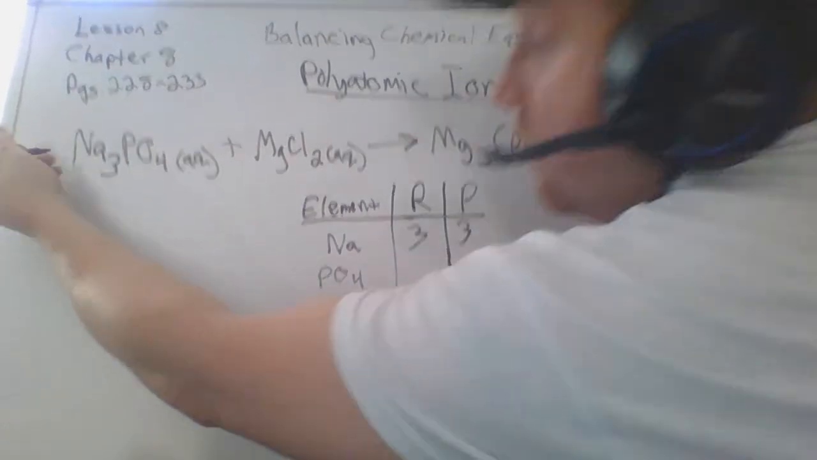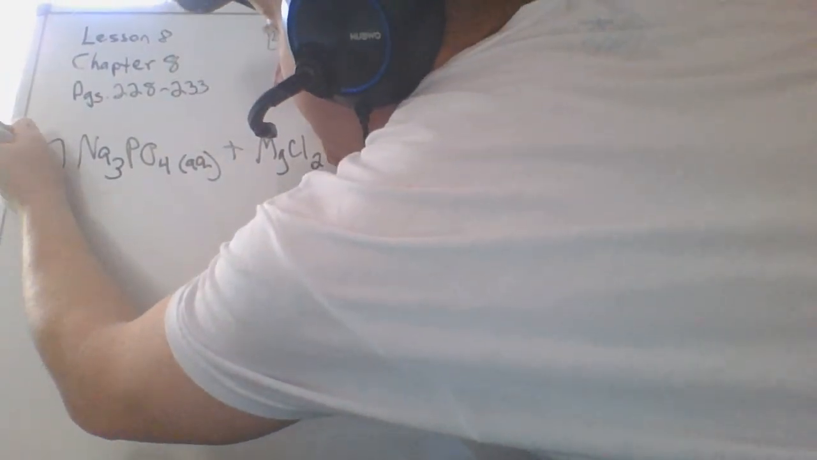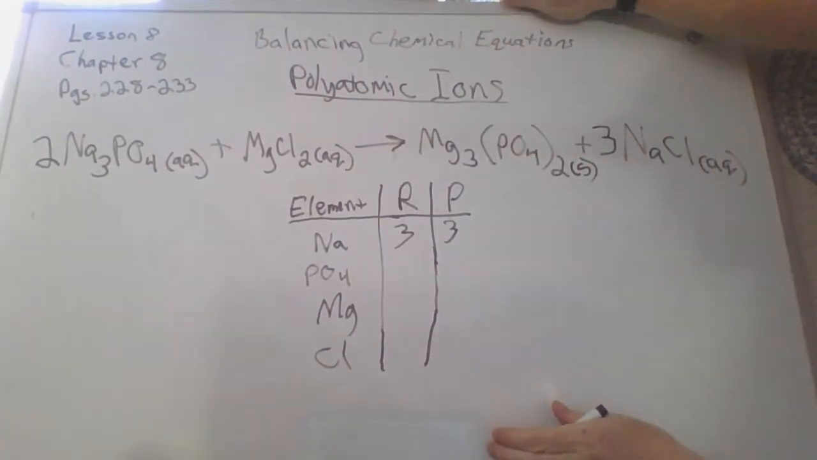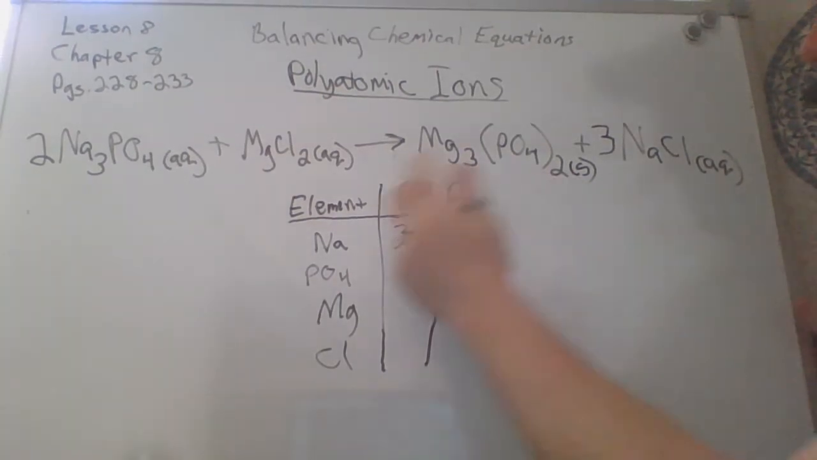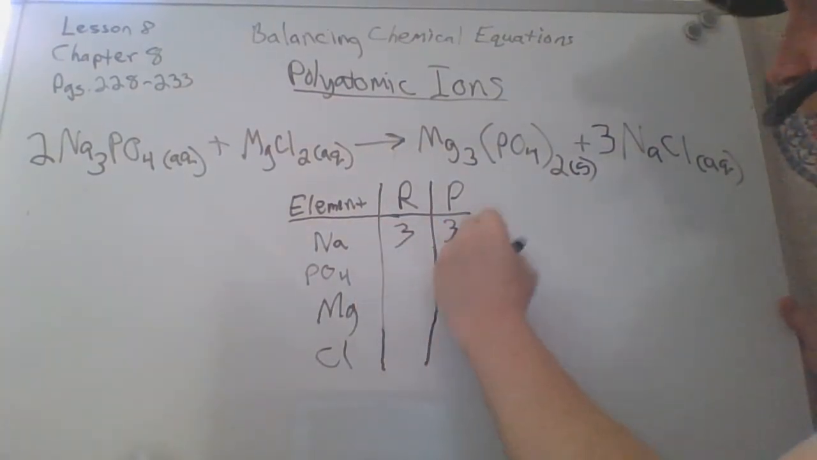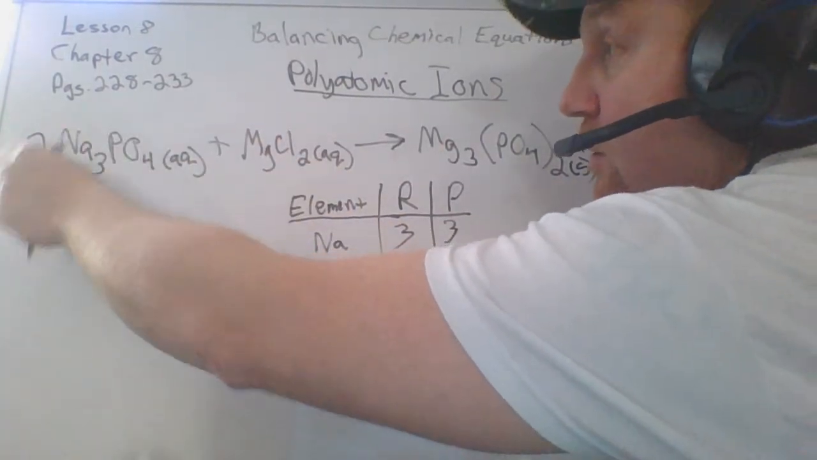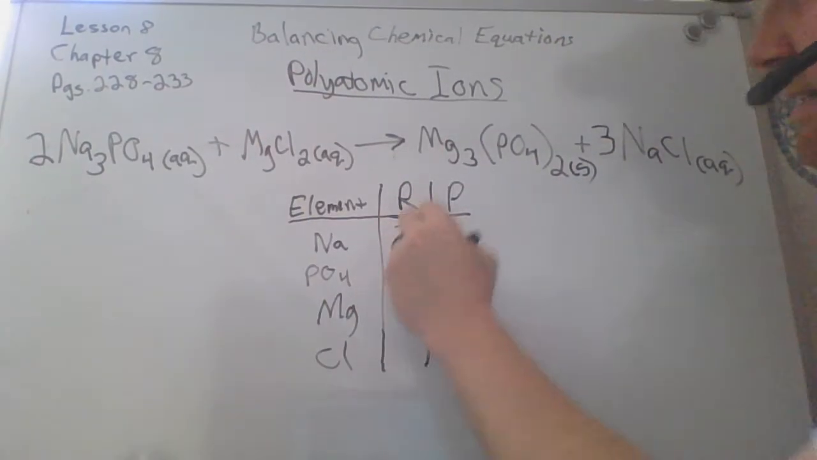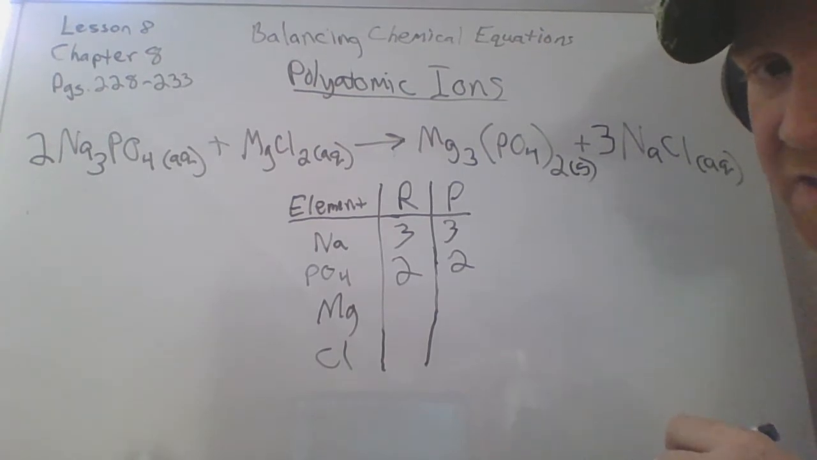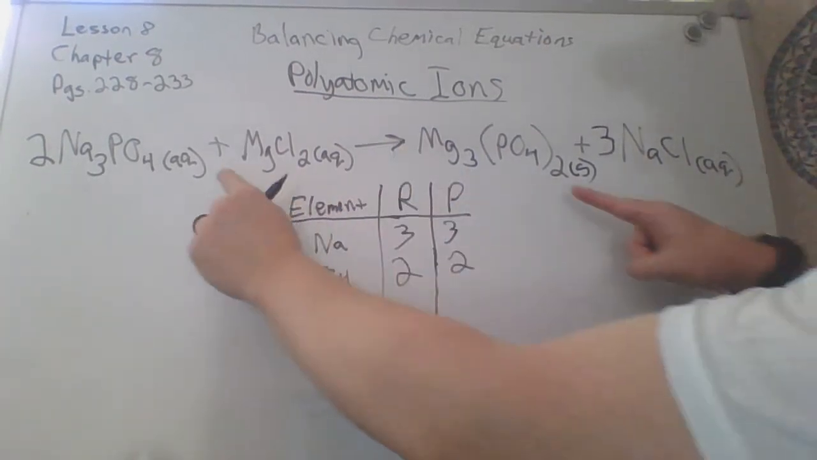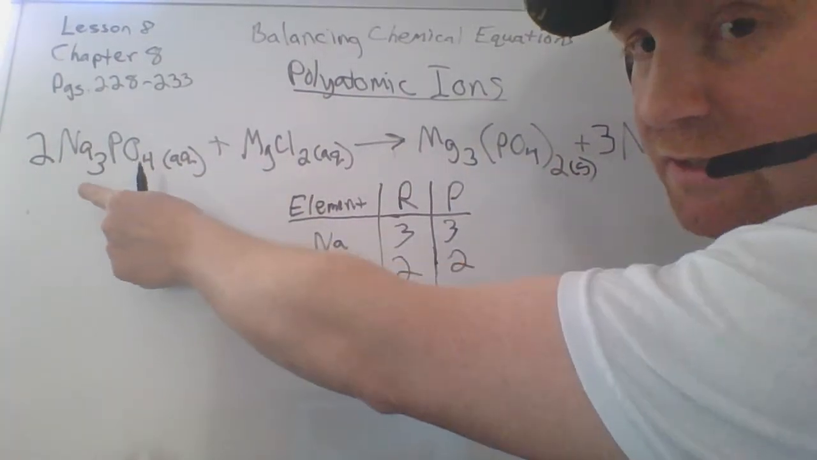So what I'm going to do is put a 2 in front of that entire chemical. So now we have 2 phosphates. We had originally 2 phosphates on the product side, and now we have 2 phosphates on the reactant side. But we did something just now. When we balanced out our phosphates, we did something to the sodiums.